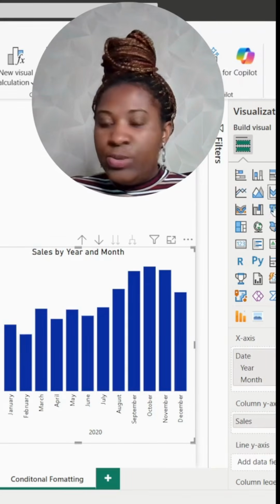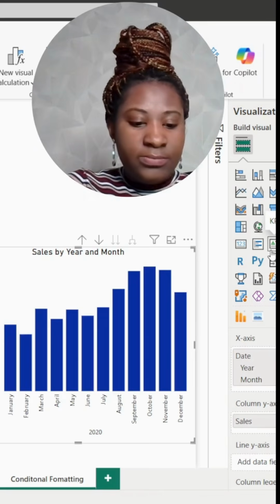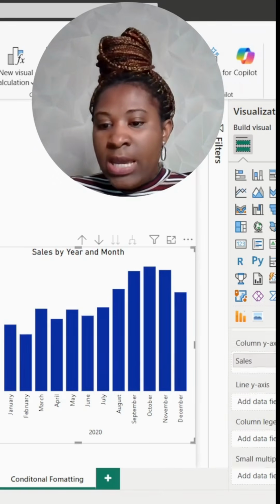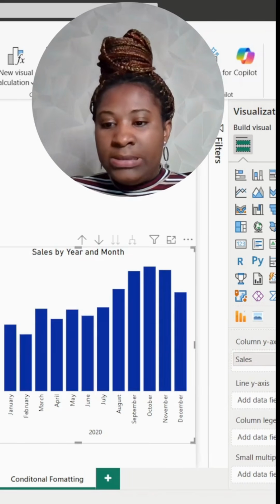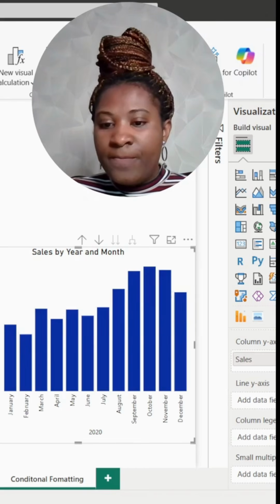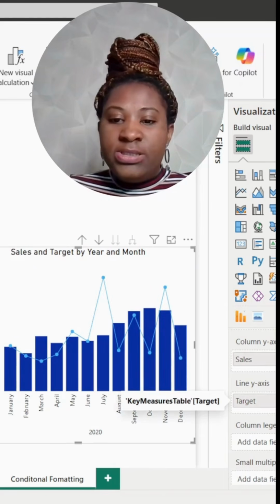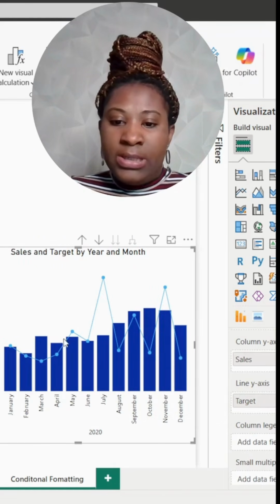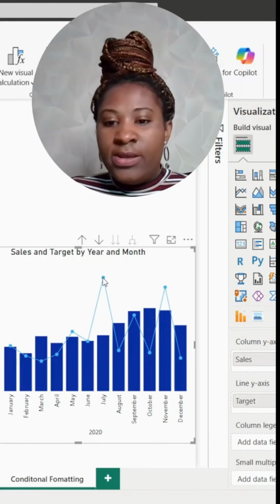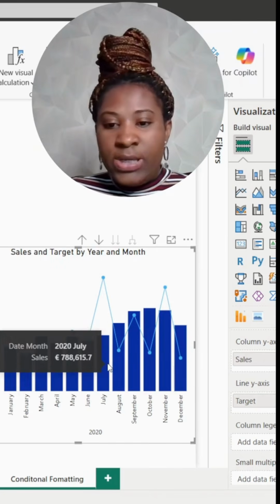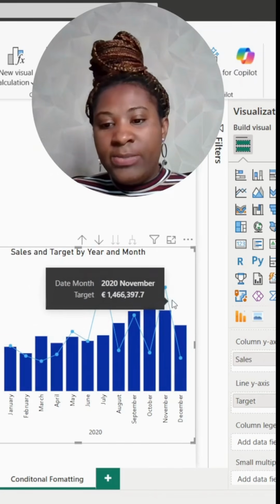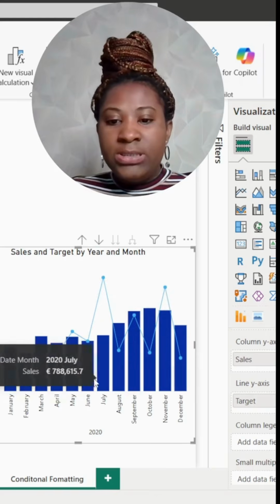What we do is we look for the targets and then we will bring it into the line y-axis here. So we see that in the month of July our target was way above the sales that we had, so this is like a negative. In the month of November the same thing happened.